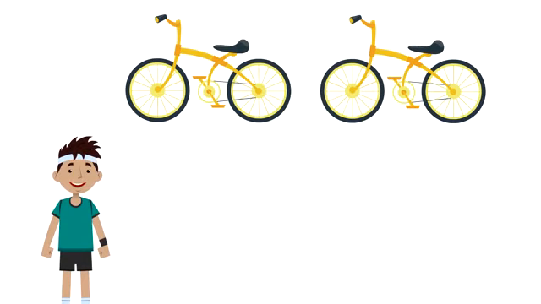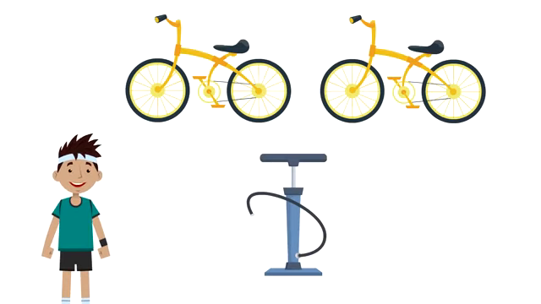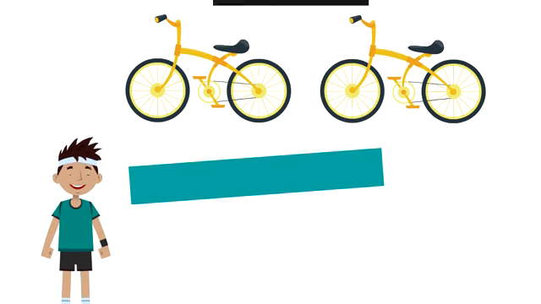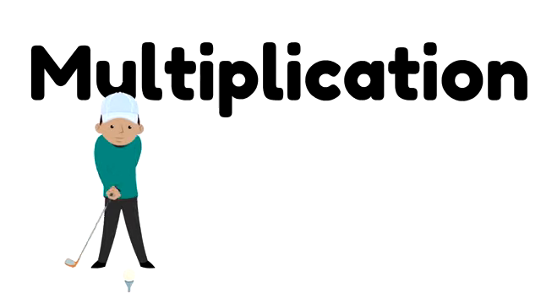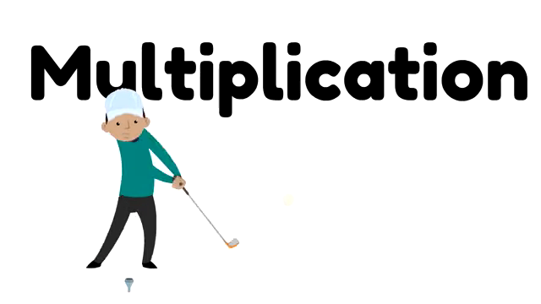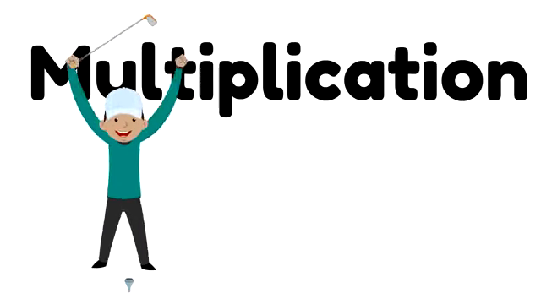Let's say you have two bikes, and for some reason they look the exact same, and somebody wants to give you an air pump. They ask a simple question. How many tires do you have to take care of? To figure that out, we're going to use multiplication. We're going to play the game. It's going to be awesome.